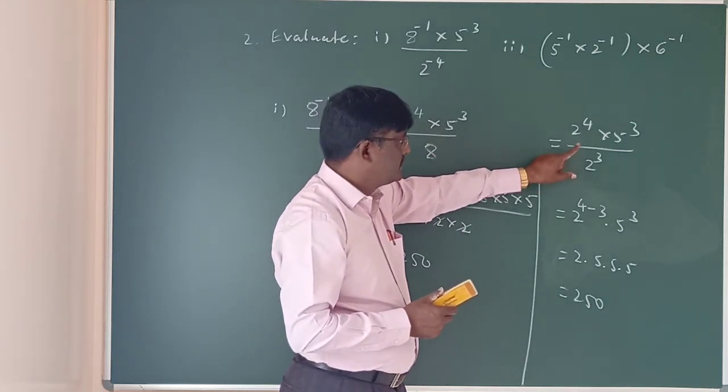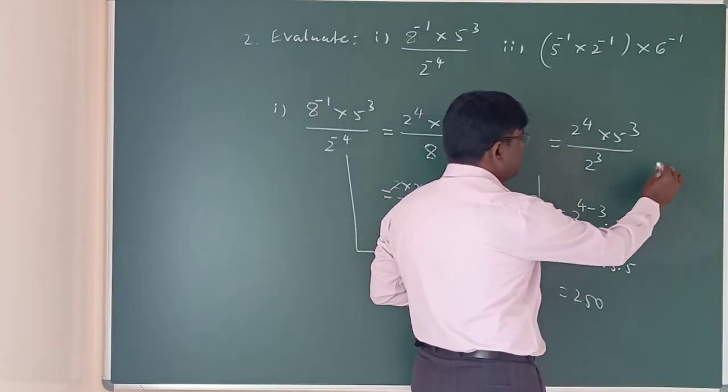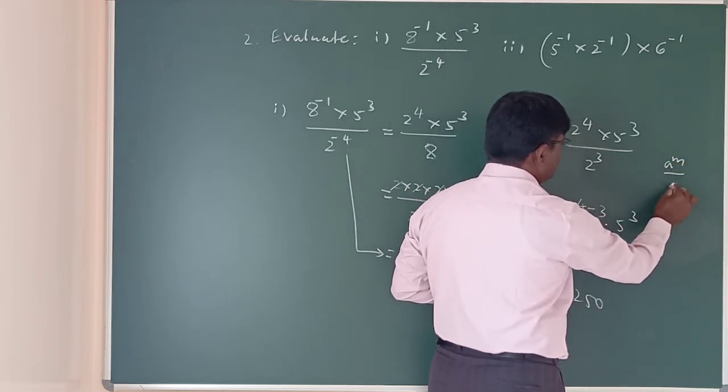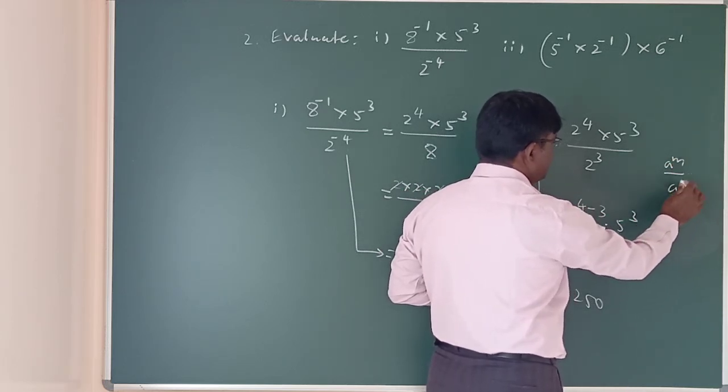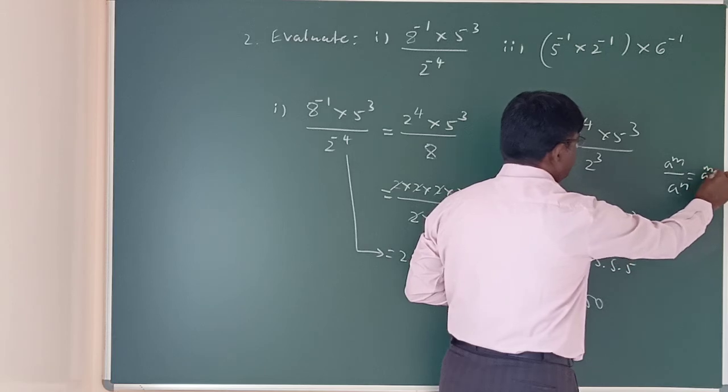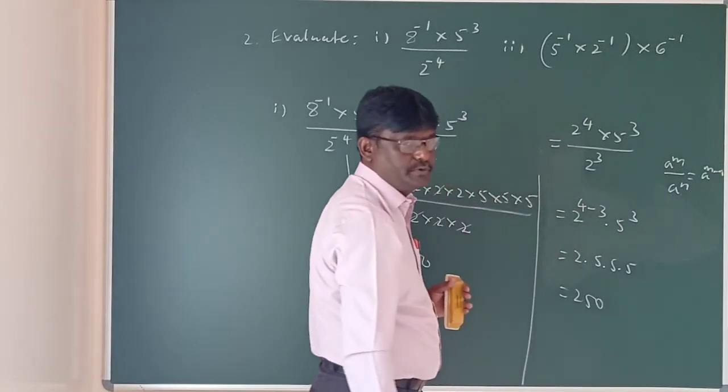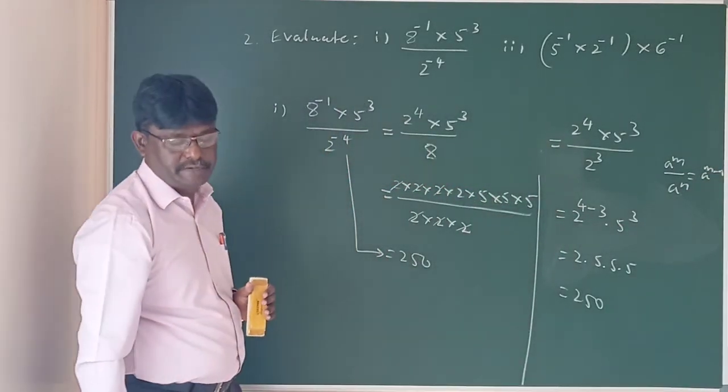That is what? A power m, that quotient rule. A power m by a power n can be written as what? A power m minus n. So these are different possibilities.